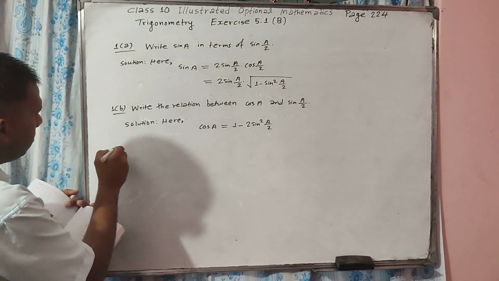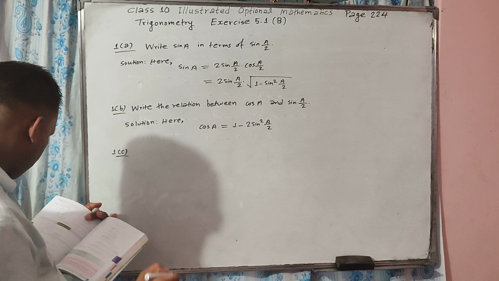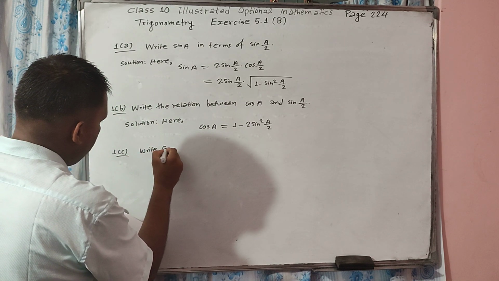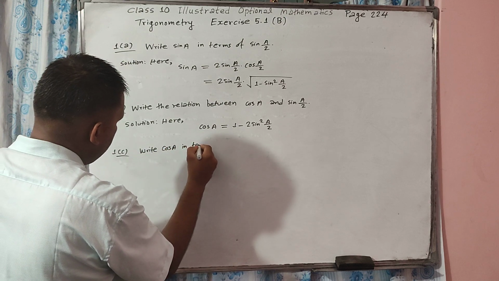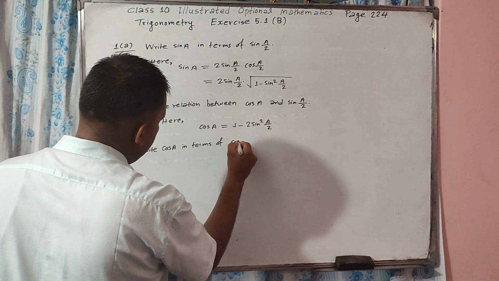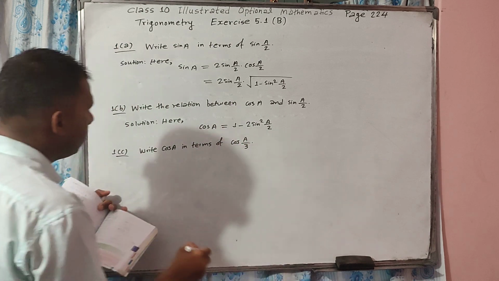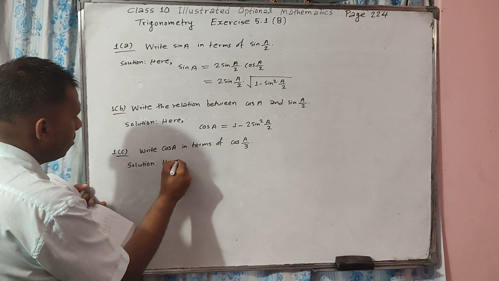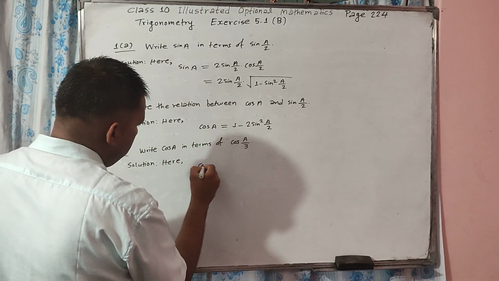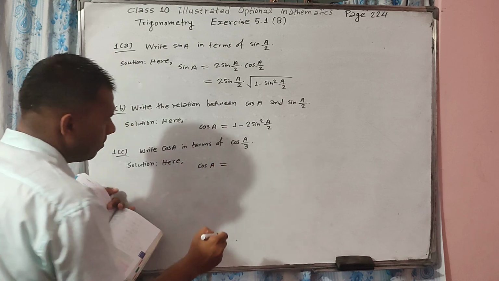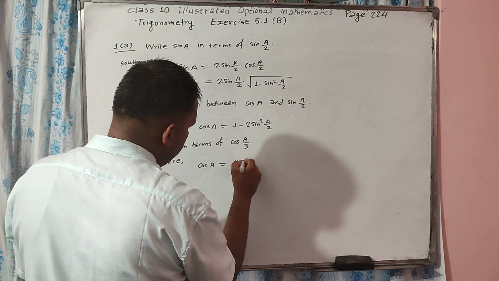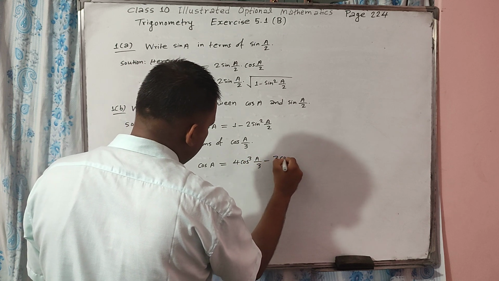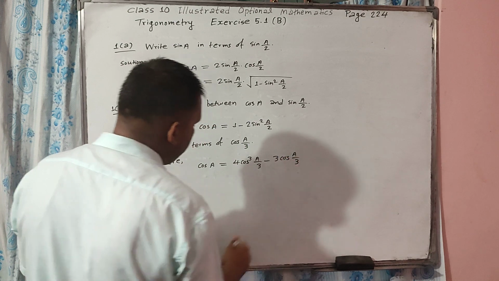Now 1c. Write cos A in terms of cos A by 3. Now its solution. Cos A equals 4 cos cube A by 3 minus 3 cos A by 3.